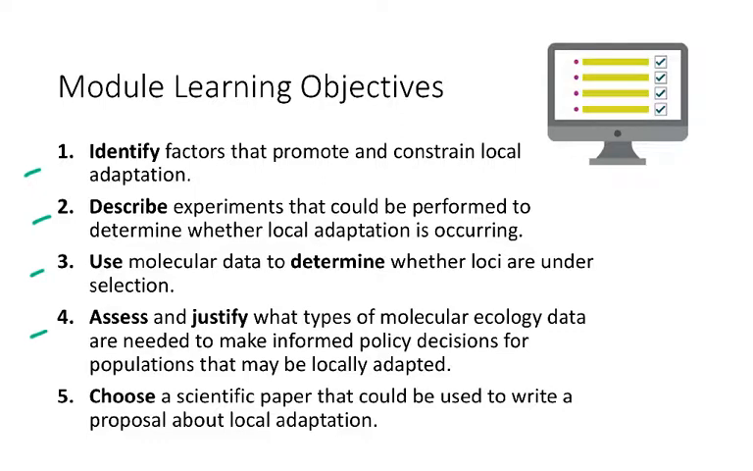You'll be able to assess and justify the types of molecular ecology data that are needed to make informed policy decisions for populations that may be locally adapted. So one of the quizzes we'll do towards the end of this module asks you to think about a broader picture type thing and what types of information you would need to gather to be an informed citizen to make some policy decisions about this. And then just like we have been doing, I'll ask you at the end to choose a paper that could be used to write a proposal about this topic of local adaptation.